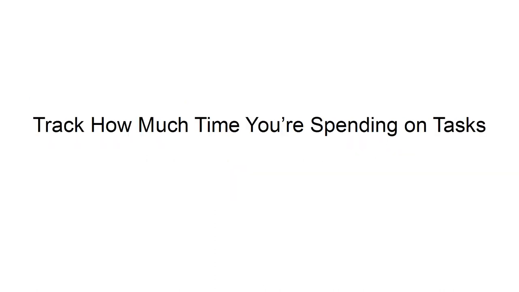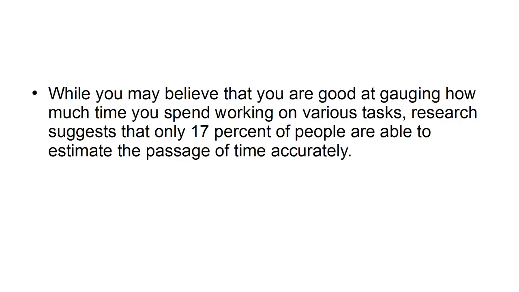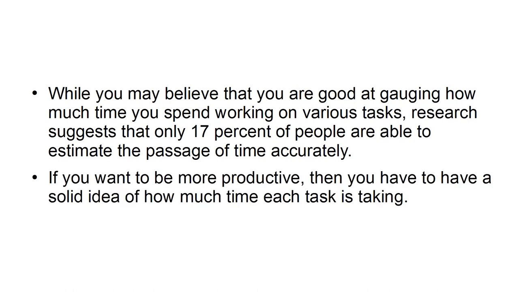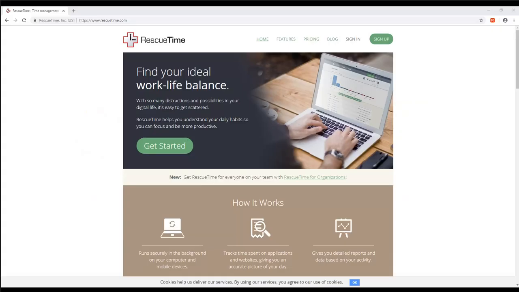Track how much time you're spending on tasks. While you may believe that you are good at gauging how much time you spend working on various tasks, research suggests that only 17% of people are able to estimate the passage of time accurately. If you want to be more productive, then you have to have a solid idea of how much time each task is taking. You can use a tool like RescueTime to help you track exactly how much time you are spending on daily tasks, including email, word processing, social media, and apps.